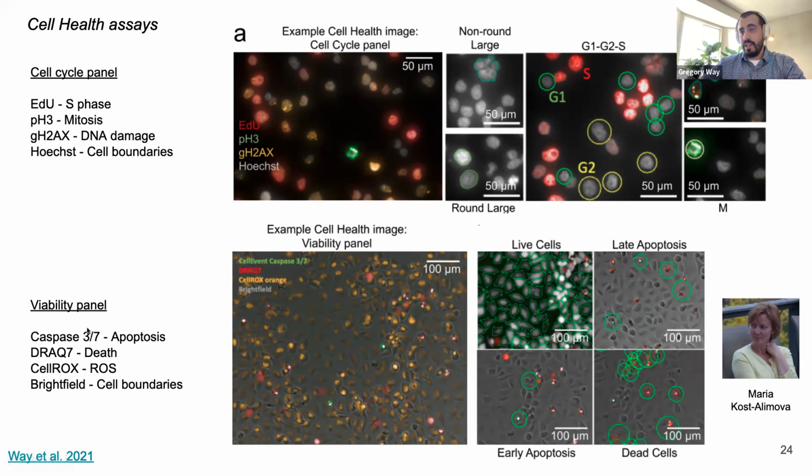Inside the viability panel, we have 3 separate reagents: Caspase 3/7 dye, which is going to mark apoptotic cells; DRAQ7, which is going to mark dead cells; and CellROX to measure reactive oxygen species. And we use bright field for segmentation.